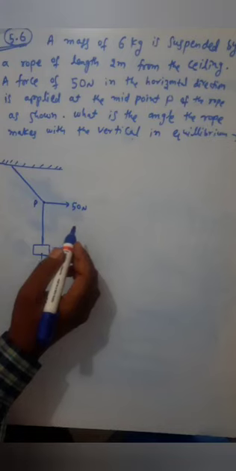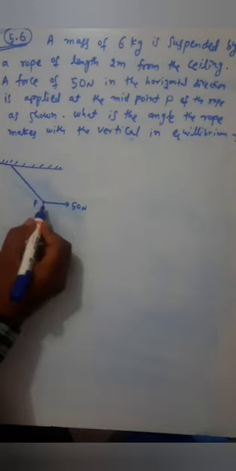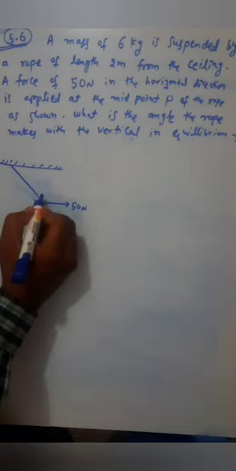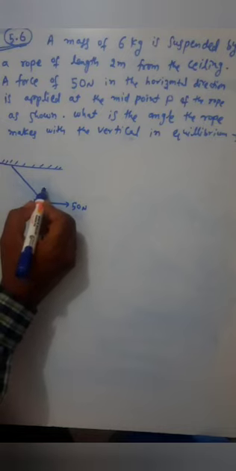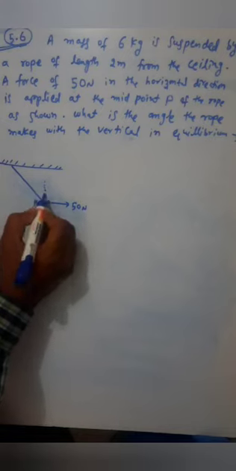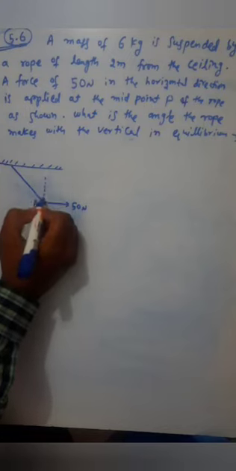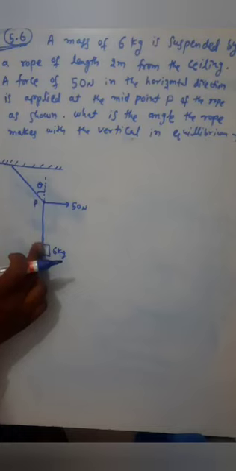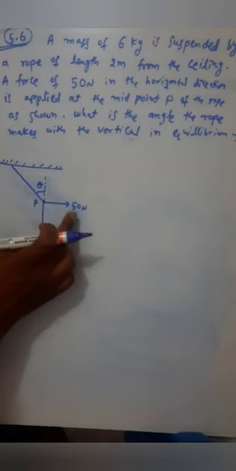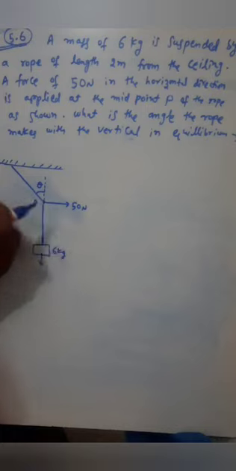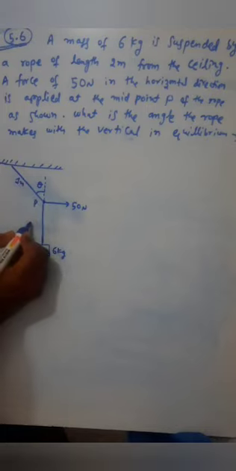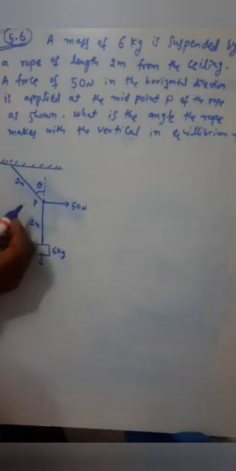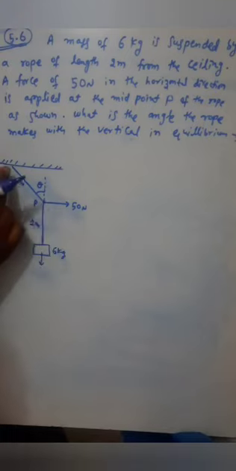What they asked is: what is the angle the rope makes with the vertical in equilibrium, if P is in equilibrium? So we have to find this theta value. The length of the rope is 2 meters, and the 50 newton force is applied at the midpoint. So here it is 1 meter, here it is also 1 meter, and this is the rope.